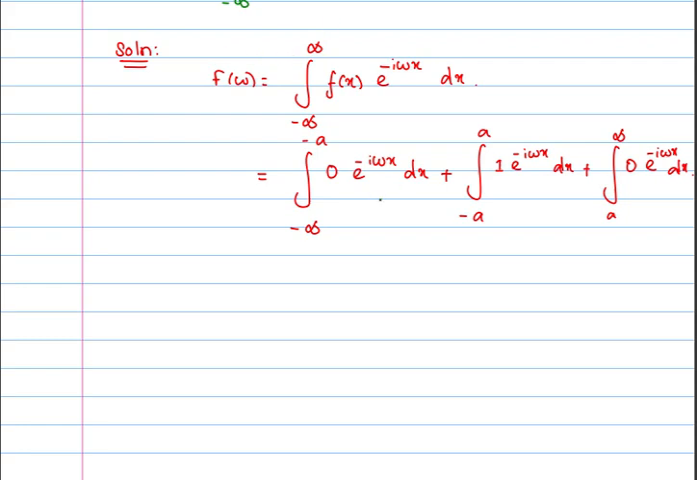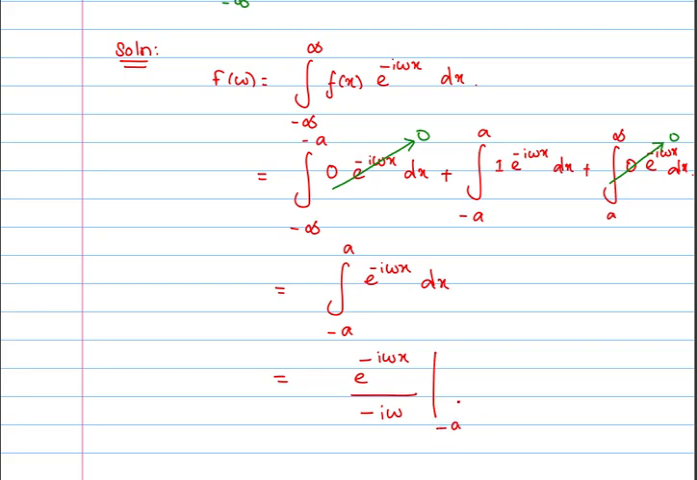Clearly the first quantity becomes 0 because it is multiplied by 0, and likewise the third. Only the second remains: the integral from minus a to plus a of exponential of minus i omega x dx. This equals exponential of minus i omega x divided by minus i omega, with lower limit minus a and upper limit plus a.